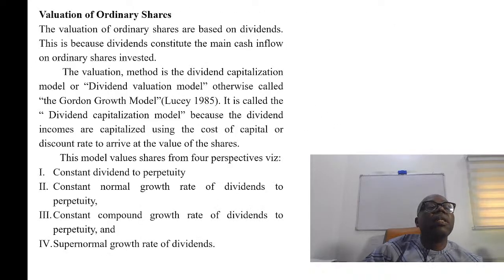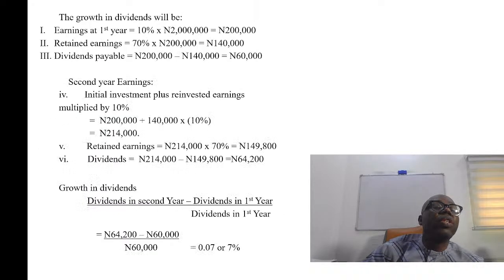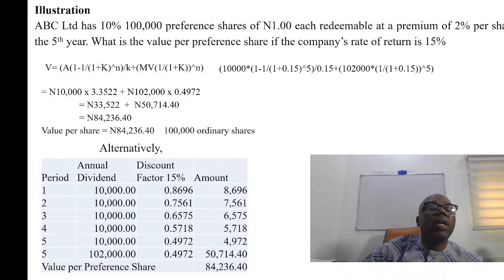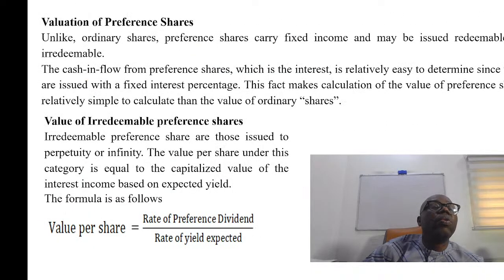Then after that, we talked about the valuation of ordinary shares using the Gordon growth model. We have constant dividend to perpetuity, constant normal growth rate of dividends to perpetuity, constant compound growth rate of dividend to perpetuity, and supernormal growth rate of dividend. We demonstrated all this with their formulas given to you, and I am sure you understand it.